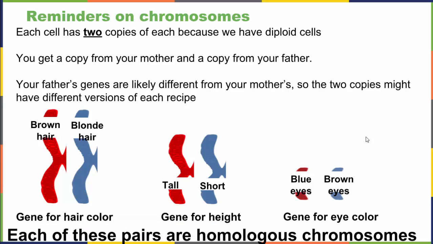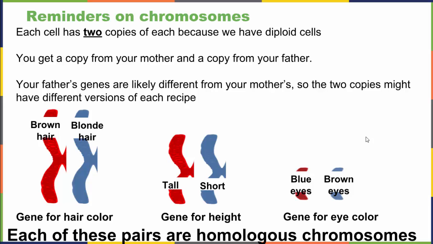But remember, we said that each cell has 2 copies of each of those lengths of chromosomes because we're diploid. If a cell only has 1 of each length, that's a haploid cell. But our regular cells, not our gametes, just our regular cells, have 2 copies of each chromosome. You get 1 copy from your mother and 1 copy from your father. What I've shown here is that the genes that you get from your father are probably different from the genes that you get from your mother, at least the versions of them.